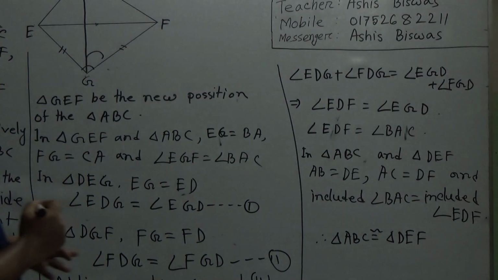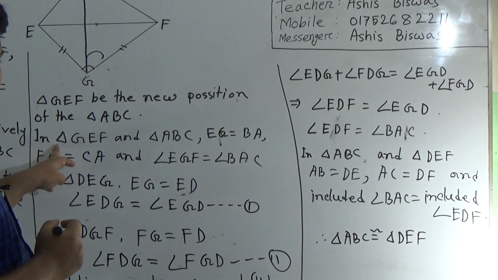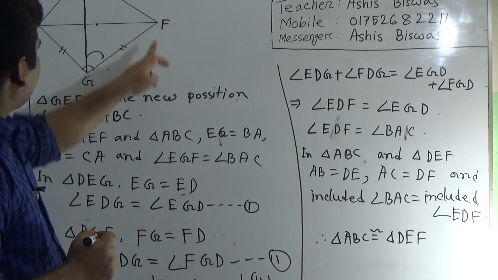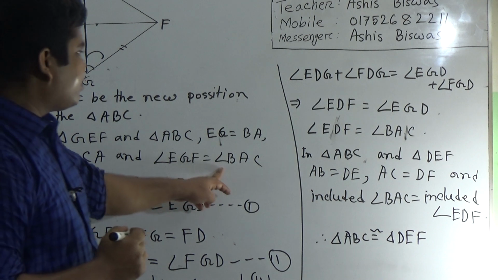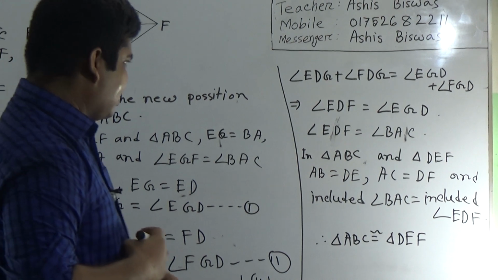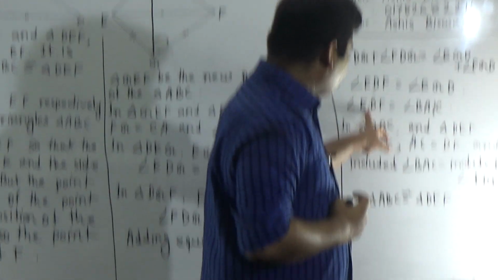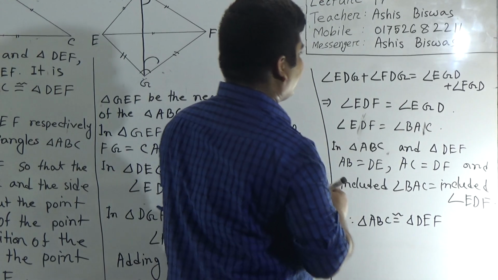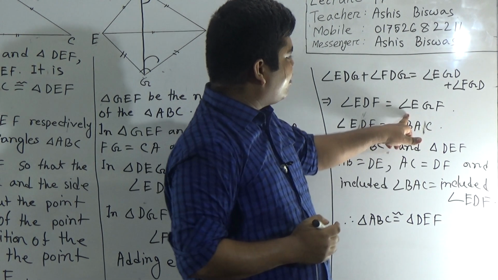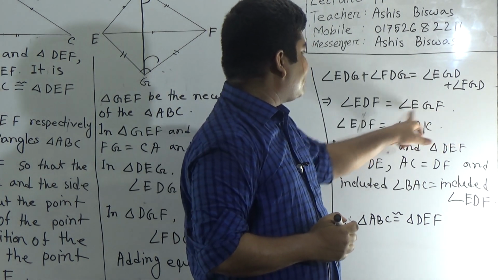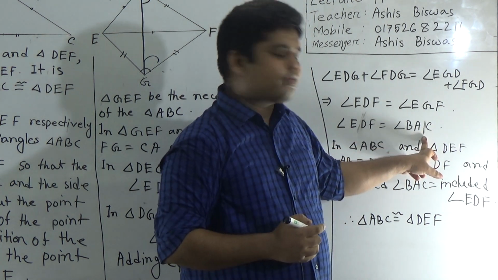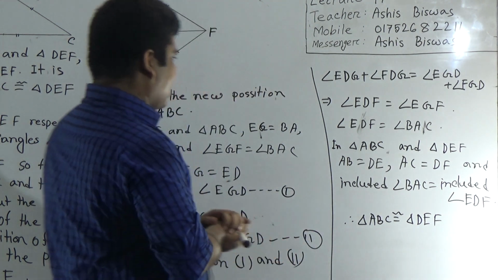My dear students, notice here in triangle GEF and triangle ABC, EGF equal to BAC. Okay. My dear students, this is EGD. Sorry, this will be EGF. My dear students, this angle will be EGF. Okay, as EGF equal to BAC, so we can say that EDF equal to BAC. My dear students, this is our today's theorem.